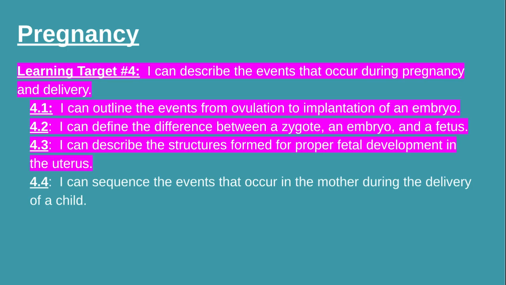All right, so today we are talking about pregnancy. Our goals for today are to be able to describe what happens from ovulation to implantation. We've already talked about that pretty much. We're going to go over it again. The difference between a zygote, an embryo, and a fetus, and then describe what has to happen in order for this fetus to properly develop.